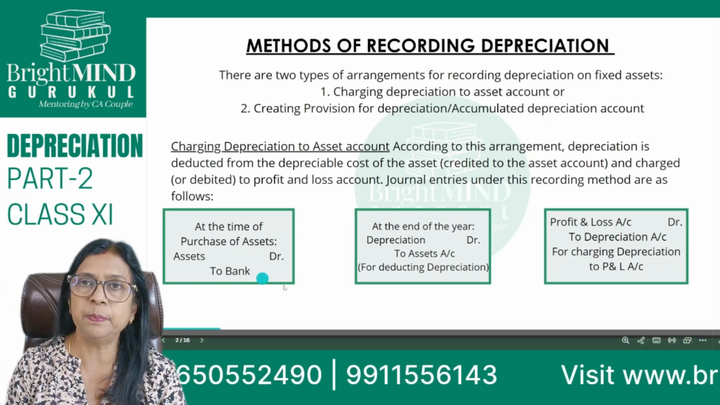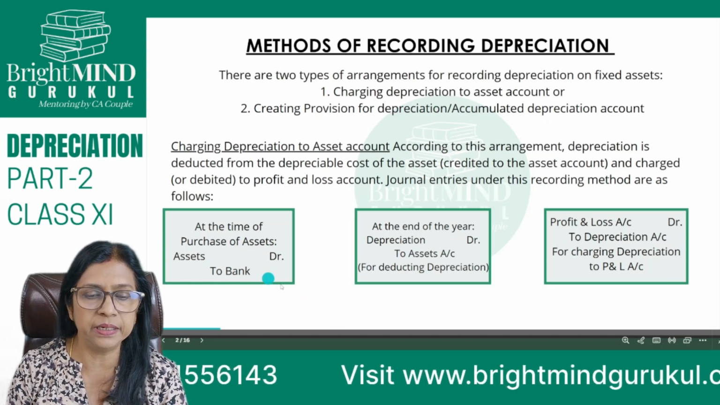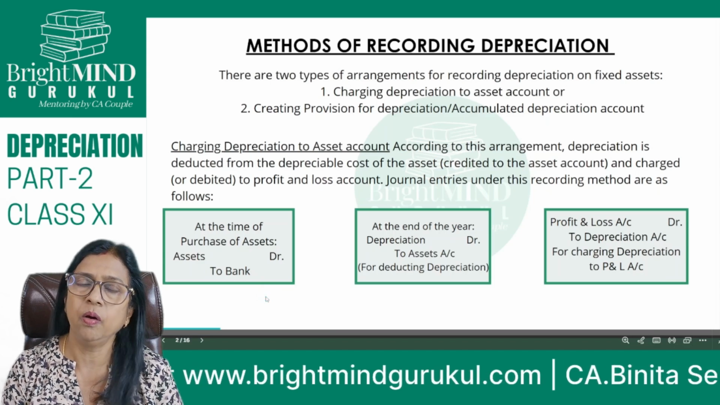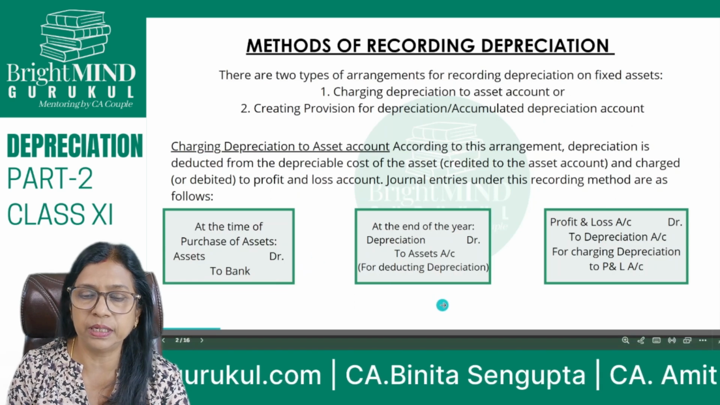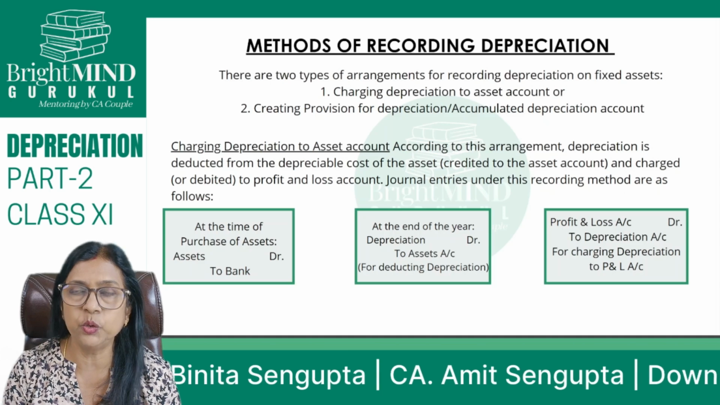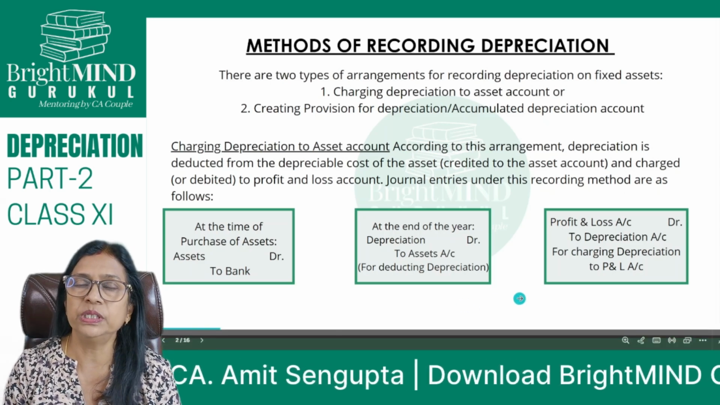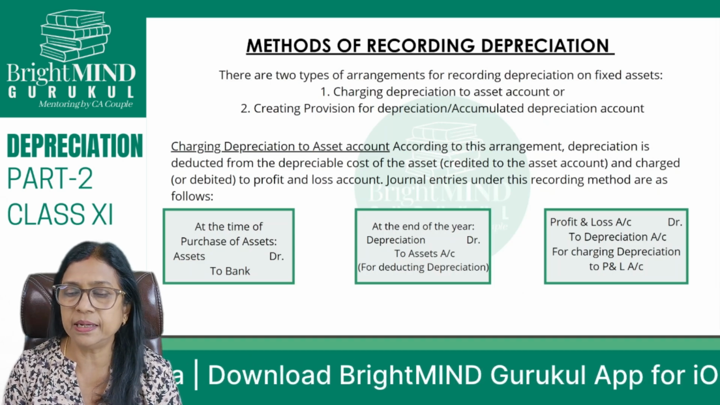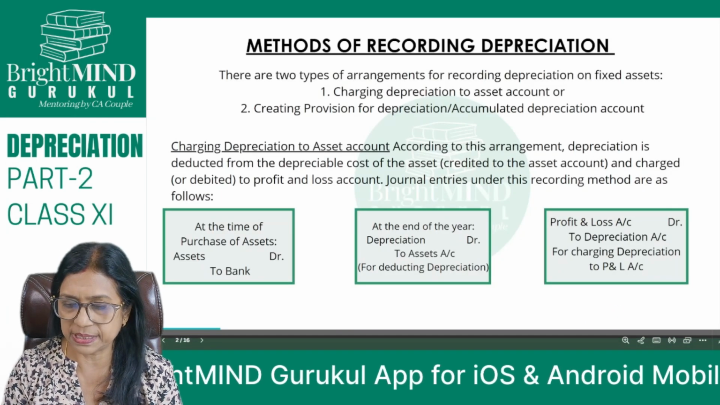In case of charging depreciation to the asset account, at the time of purchase of the asset, the journal entry will be: asset account debited to bank or cash. Then, at the end of the year, we charge the depreciation, where the entry will be depreciation debited to asset account. Now, since depreciation is an expense which has to be charged in the profit and loss account, we pass the entry profit and loss account debited to depreciation account. These are the entries basically.